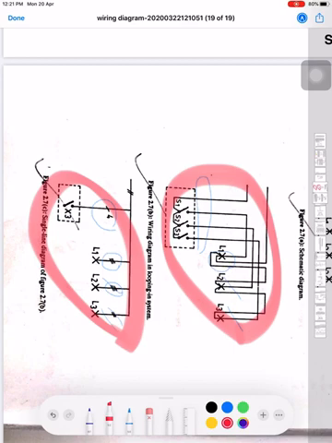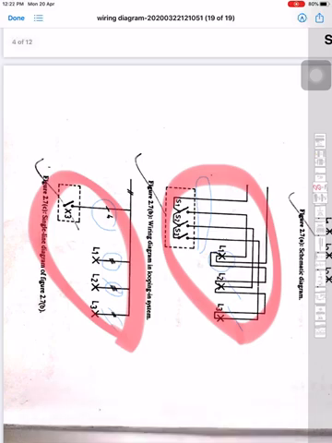And this wiring diagram was for 3 lamps connected with 3 switches, all from a single distribution board with the help of looping in system. I hope you guys are clear with this.